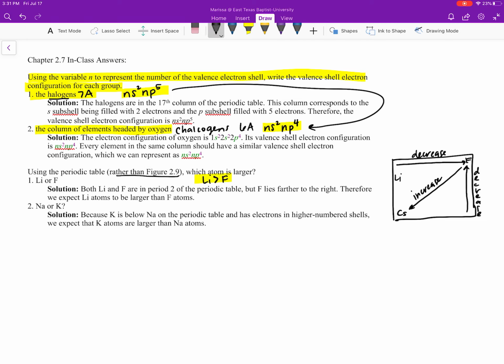The next one says sodium or potassium. So it would really help to have a periodic table here at this point because you would need to know where sodium and potassium are. So in this case, we see that sodium is going to be higher up in the column than potassium, which means that as we go down the column of group 1A, the atoms are going to get larger, which means that potassium is going to be larger than sodium.